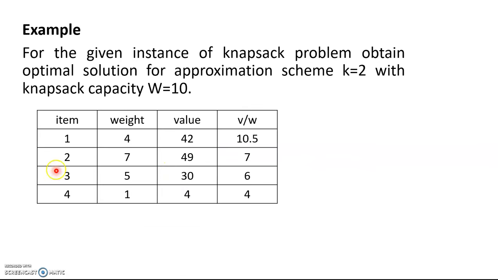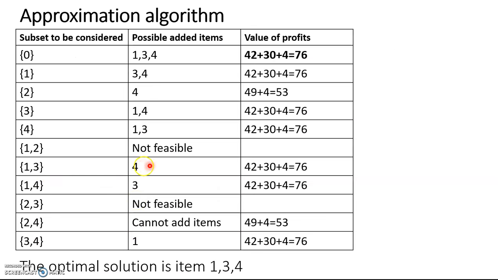And coming to 1 and 3. So 1 and 3 means its weight becomes 9. Along with that I couldn't add item 2, but I can add item 4. So 4 alone can be added along with 1 and 3. And I calculate the total value of all these 3 items, which is 76. The same thing is processed for 1 and 4. Item 3 alone can be added with 1 and 4, and if you calculate all its value, you will get again 76.